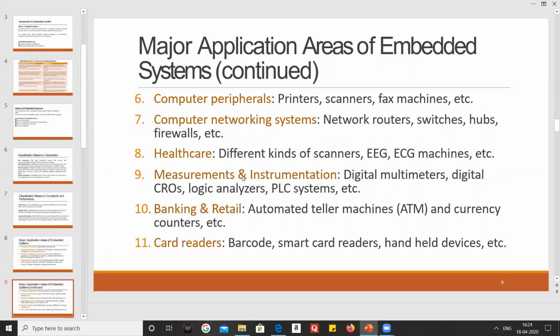And the next one, measurements and instrumentation. We see it in digital multimeters, CROs, logic analyzers, and PLC systems. All these things you have already seen in the AD lab. Now coming to the next application, banking and retail: automatic teller machines and currency counters. This also you would have seen in banks. It also has an embedded system inside. And you have card readers, barcode readers, smart card readers, and handheld devices, like conductors having their own handheld device. All these things are applications of embedded systems.